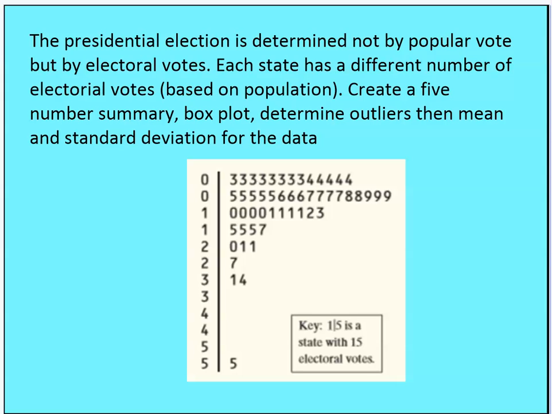States. What I want you to do is create a 5-number summary, box plot, determine the outliers, the mean, and the standard deviation for the data set. All right. Please copy this down, and then I am going to move on. Okay, let's move on. Again, you're going to submit this as classwork, so you're going to submit it to me in a way that I determined for you outside of this video.